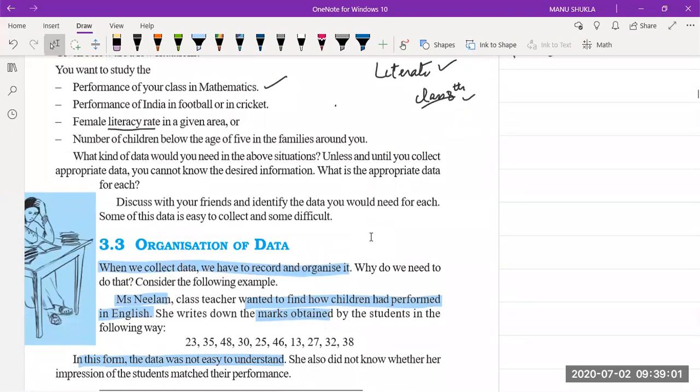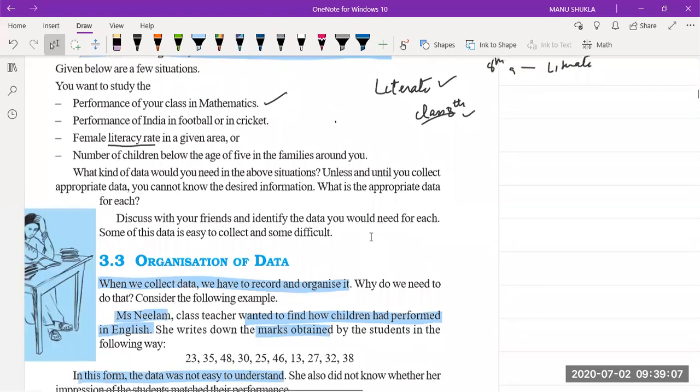This is the way people who come to your home are surveying. At election time also, they come to your home. Mokshita is asking, please repeat once.